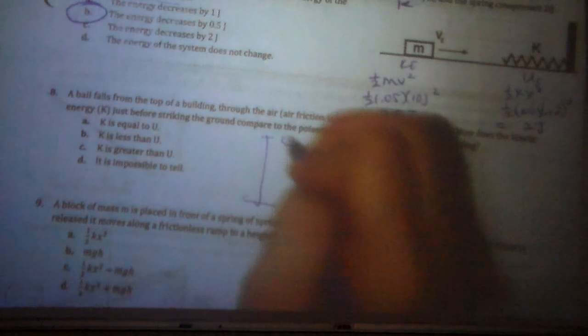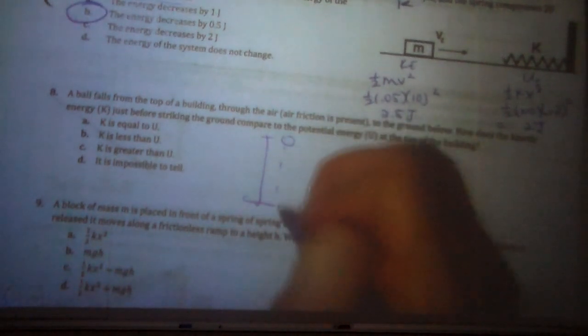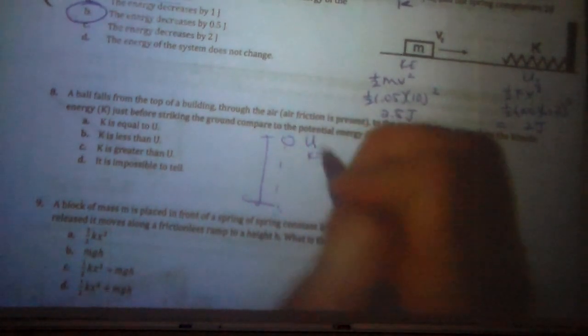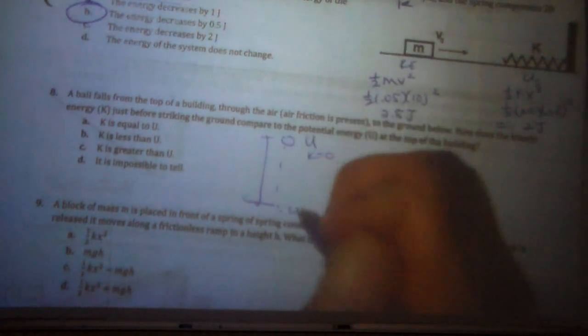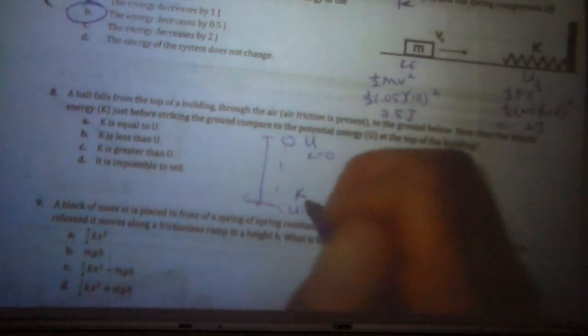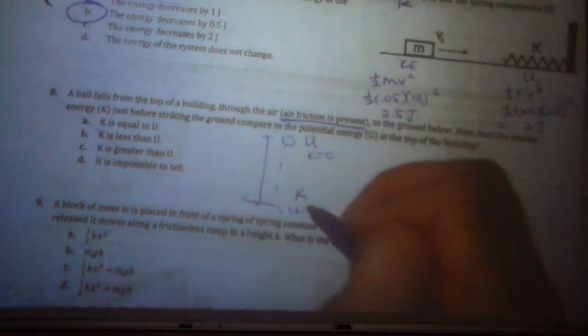A ball falls from the top of the building through the air. How does the kinetic compare to the potential at the top? So it was all potential, and then here your potential is 0, and you're asking how does the kinetic compare? Normally that would be the exact same, but I'm pretty sure air friction or air resistance is present, which means you're going to lose energy. So my final energy is going to be less than before, so K is going to be less than U.